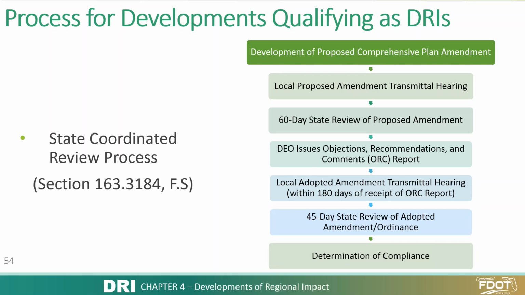Now, if everything's hunky-dory with this amendment, it will go forward to an adoption hearing in the local government. This has to be done within 180 days of the receipt of the ORC report. If not, as you may recall from the last webinar, the amendment will be considered withdrawn unless there is an agreement with the Department of Economic Opportunity to extend the time frame to do the adopted ordinance. After the comprehensive plan amendment is adopted, there is a 45-day state review period of the adopted amendment and ordinance. During that 45-day period, there's a determination of compliance, whether or not the amendment is found to be in compliance.